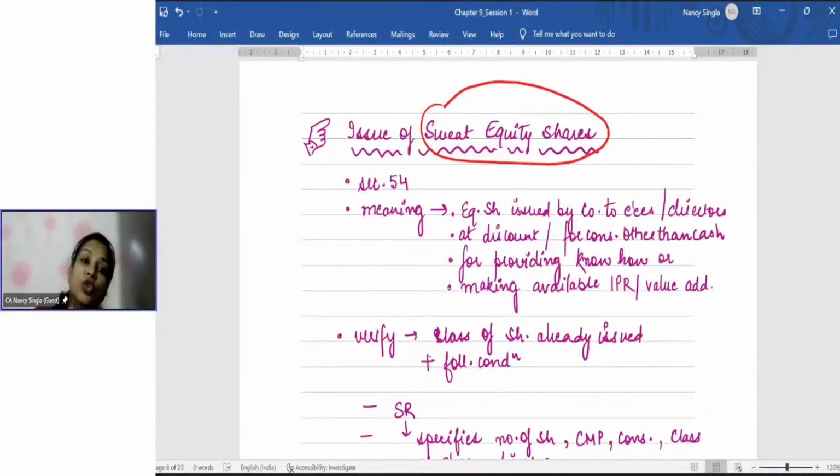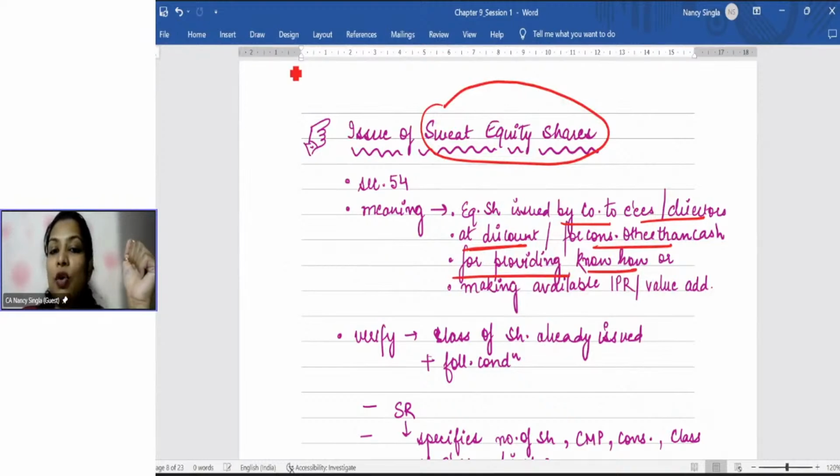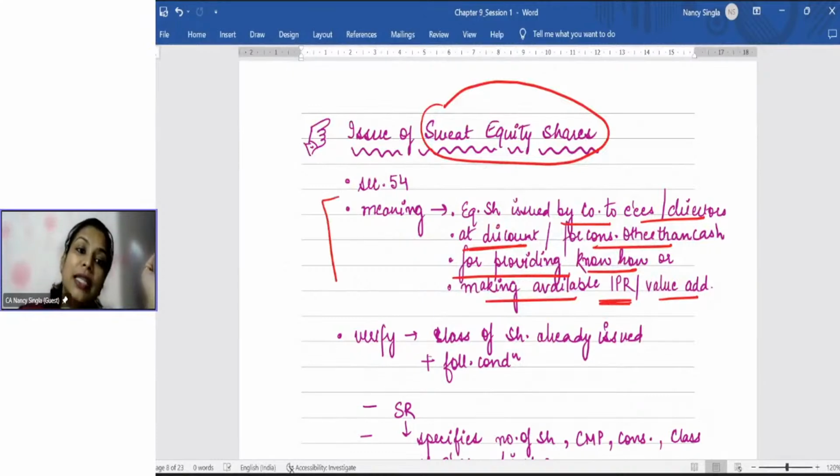Okay. So sweat equity shares. As the name suggests, such shares are issued to the employees and directors for the hard work they put in for the company. So these are the shares issued by the company to employees and directors at a discount or for a consideration other than cash, for providing know-how or making available intellectual property rights or value addition. So here, this is an exception where the company can issue the shares at a discount. But to whom? To the employees or the directors. The provisions are contained in section 54.